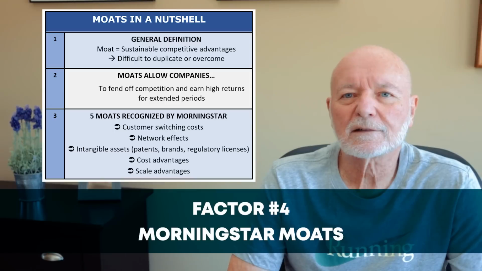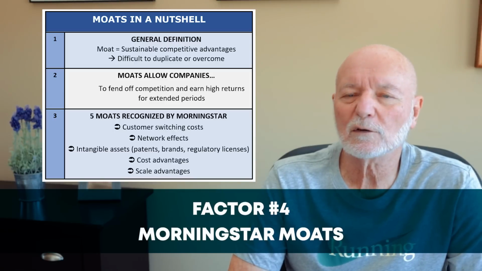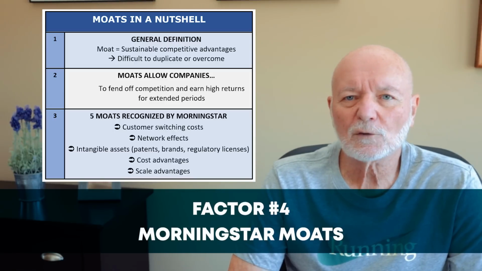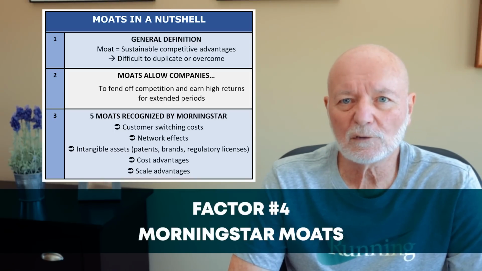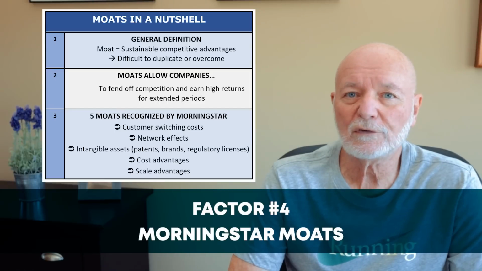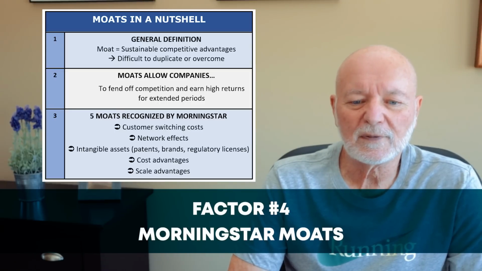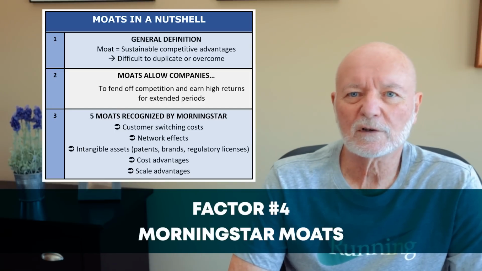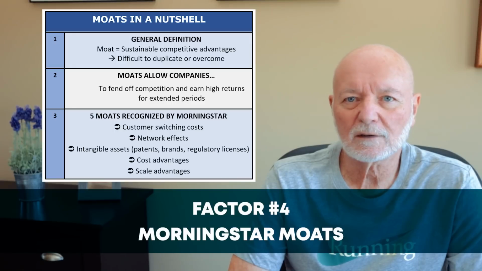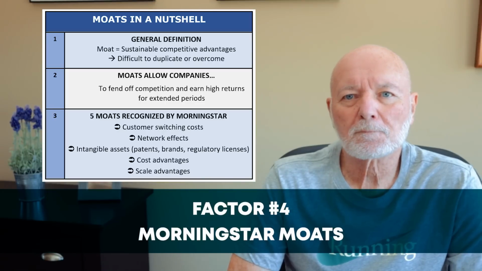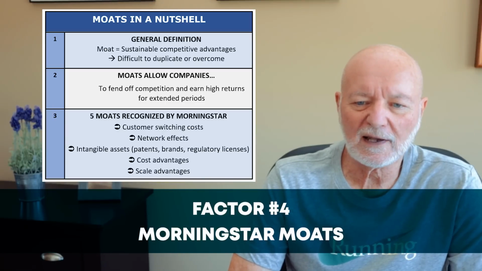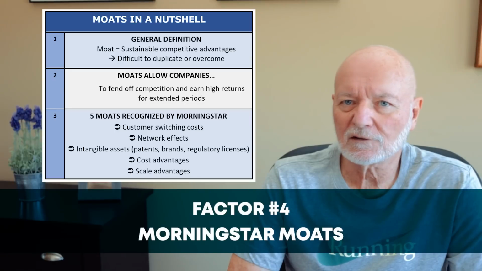Network effects, the second kind of moat, occur when the value of a company's service or product increases for both new and existing users the more people use it. Perfect examples of this would be Twitter or Facebook, which becomes more valuable to everybody the more people sign up and use it.